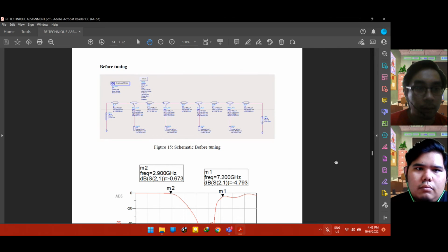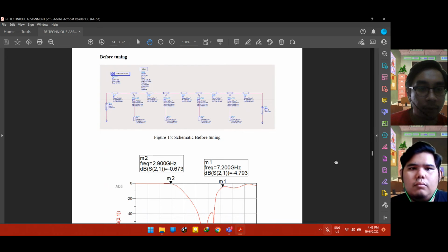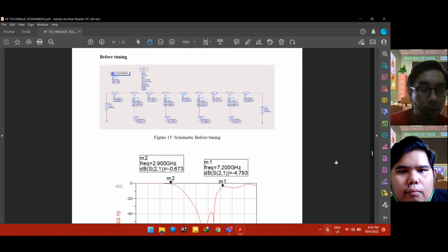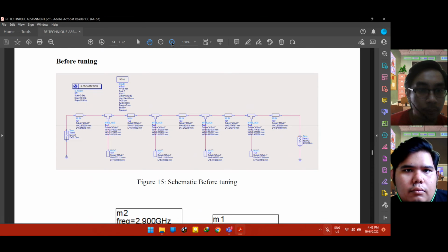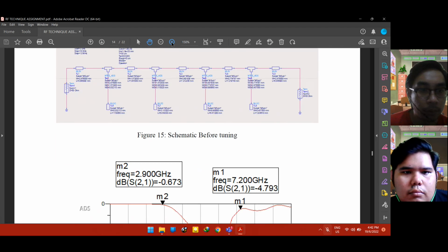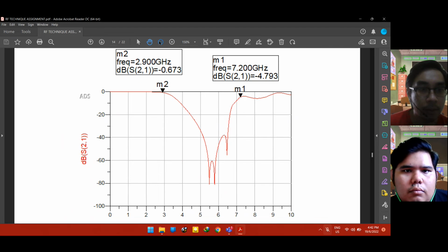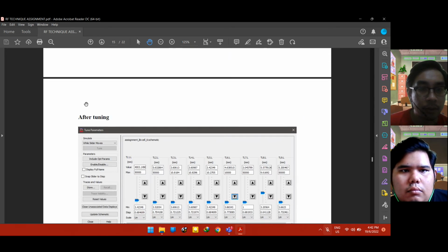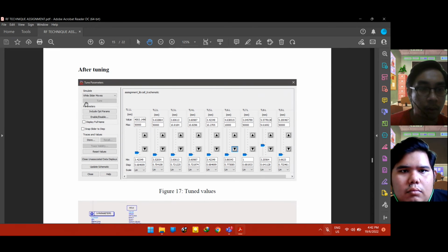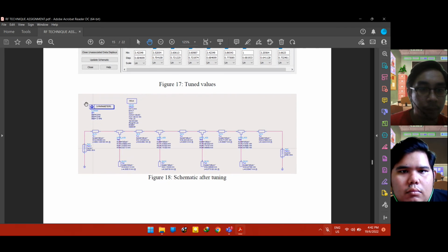Okay, next, this is a schematic before tuning, which is from the denormalize with 50 impedance, and then we get the output. We get the output from this schematic with 7.2 gigahertz and 2.9 gigahertz, and from here there is some distortion. After tuning this tuning parameter, we need the schematic.